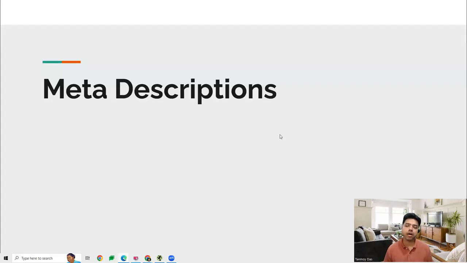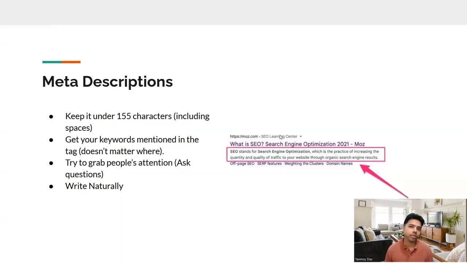In this session, we'll see how we can go ahead and audit the meta descriptions of a website. When we start looking at the meta descriptions, there are a few things we need to keep in mind. For example, the character limit should be under 155 characters.